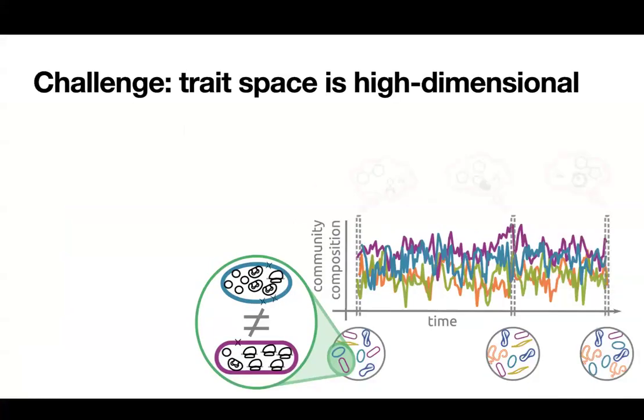Okay. So the second challenge is that not only is the environment in which these communities have these dynamics high dimensional, with many factors influencing them, but also individual populations are extremely diverse, and there is a very high dimensional trait space to take into account.